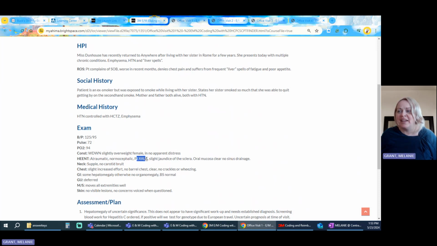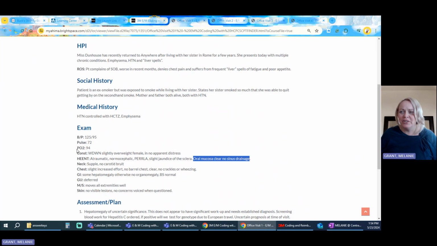Your PERRLA is looking at your eyes specifically, looking at the whites of the eyes, looking at the iris. Again, this is observational, but they may go a little more in depth. You'll notice they mention jaundice of the sclera. So what does jaundice mean? You want to look up these terms if you're not familiar. Oral mucosa is clear with no signage drainage. Again, if you're not familiar with the terminology, this is a great refresher into med-term.